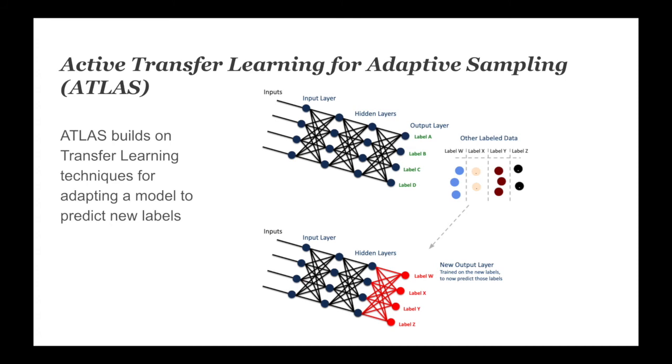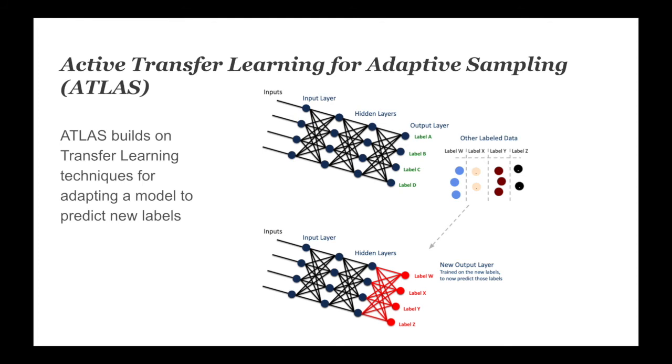One of the more advanced and interesting recent techniques for combining uncertainty sampling and diversity sampling is active transfer learning for adaptive sampling, or ATLAS for short. So I'm sure you're familiar with transfer learning already. You have a model that is trained on one task, in this case predicting A, B, C, and D. You have some data, maybe only a small amount of data, labeled for W, X, Y, and Z, or Z, depending on where you're joining us from.